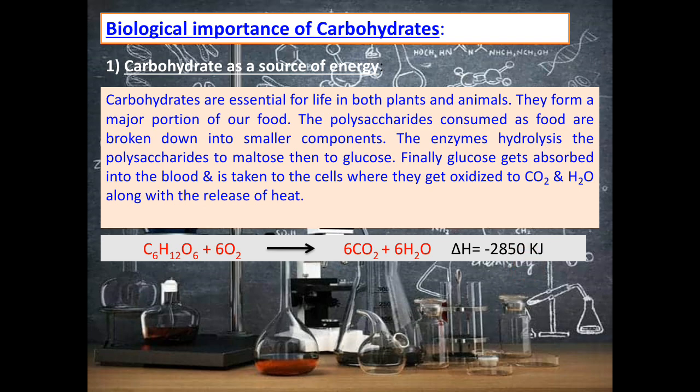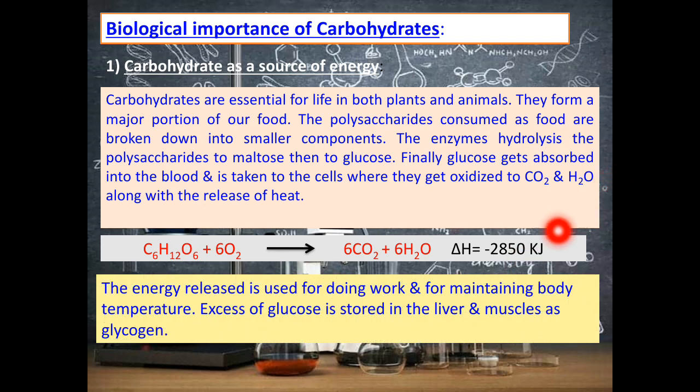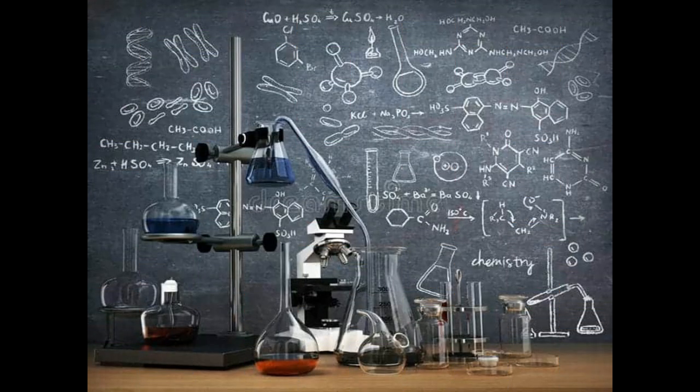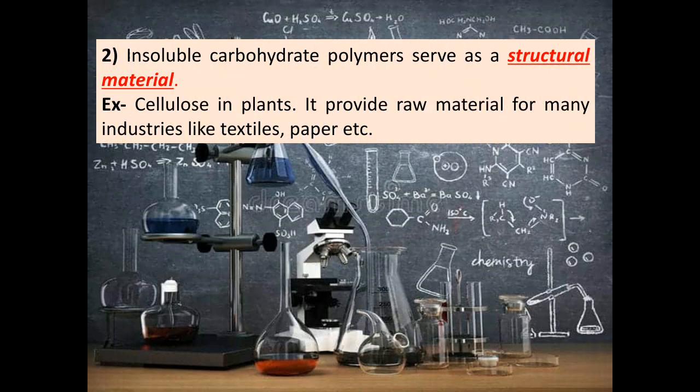It's an exothermic process, and this energy released during oxidation of glucose is used for doing work and maintaining body temperature. And whatever amount of glucose energy is needed by the body, that much is released by the oxidation of glucose. Excess glucose in our body is stored in the form of glycogen, another polysaccharide. So by this note, we can conclude that carbohydrate is a good source of energy.